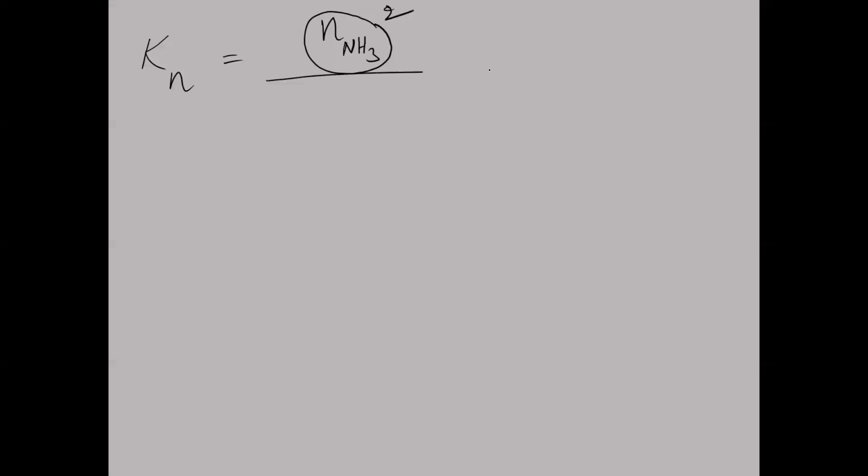Divided by the number of moles of reactants in the balanced equation. 1 mole of nitrogen is there, so the number of moles of nitrogen to the power of 1. And the number of moles of hydrogen to the power of 3. So the number of moles of ammonia squared divided by the number of moles of nitrogen to the power of 1 into the number of moles of hydrogen to the power of 3.